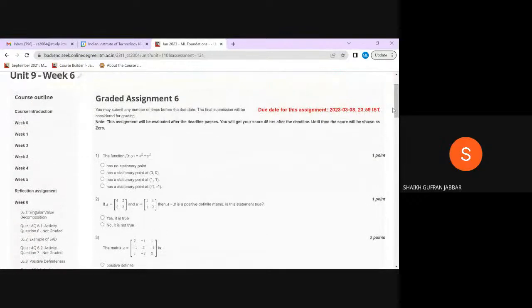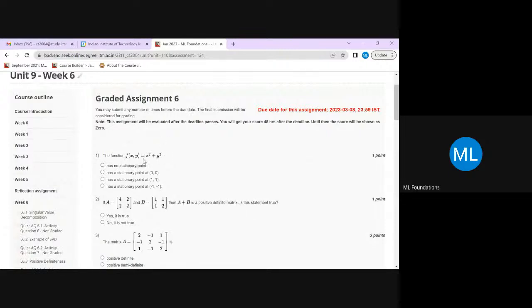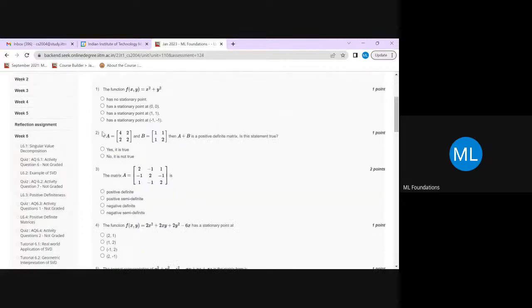Hmm. See, this is a function, x square plus y square. This is pretty simple. What you have to do is to calculate the stationary point. How will you do that? I told you, the partial differentiation with respect to x and then again with respect to y, and then equate it to 0. Solve the equation, you'll get the point where the function is 0, right? Now the second question is, if A has been given, B has been given, then is A plus B positive definite or not? So how do you do the addition? You just have to add it and see.